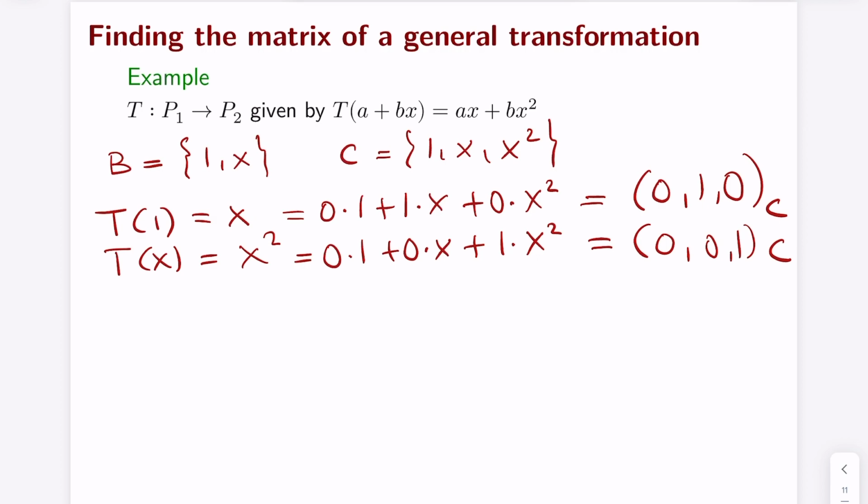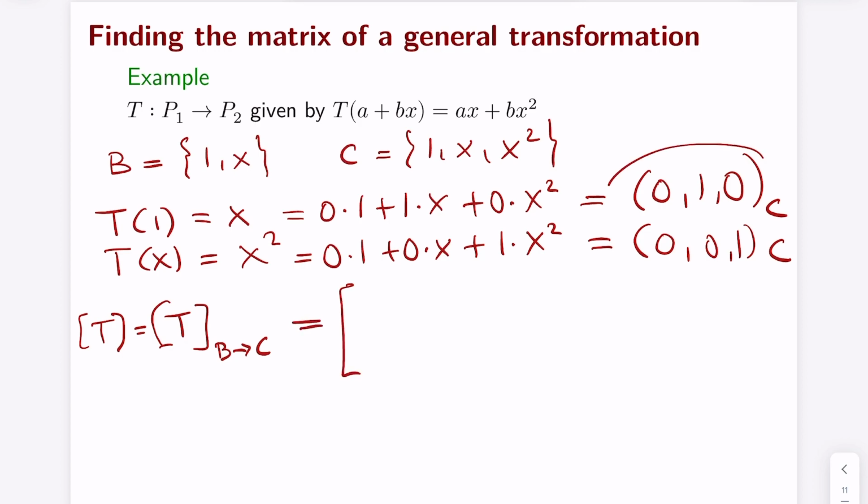So by calculating these two coordinates here, we have the actual columns now of our matrix. So the matrix that we wanted to calculate, the matrix BC, in this case is just writing these vectors as columns, because both are the standard bases. So 0, 1, 0, and now this other one as columns, 0, 0, 1. So this is the matrix that we were looking for.